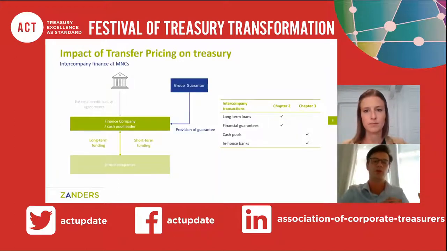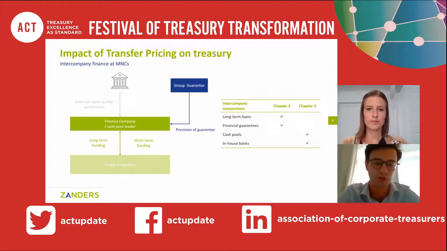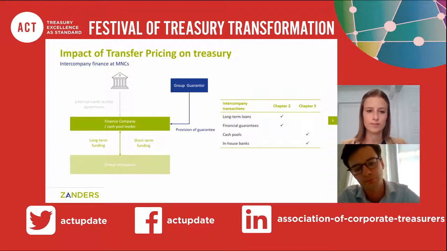So first of all, what is transfer pricing and why is it important for treasury? Transfer pricing is the art of determining an arm's length price or a market-conform price for all intercompany transactions. When we zoom into treasury, you see that transfer pricing complexity arises from four different types of transactions: either long-term funding via intercompany loans within the group, or the provision of a financial guarantee from the group towards a finance company, for example. And on the other hand, also short-term cash concentration, either at the bank via cash pools or via an in-house bank or in-house cash application.